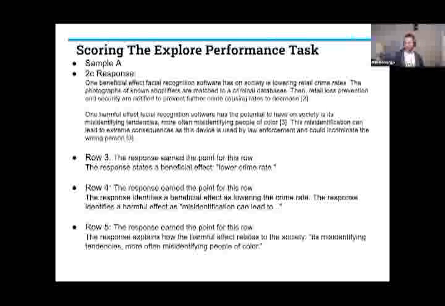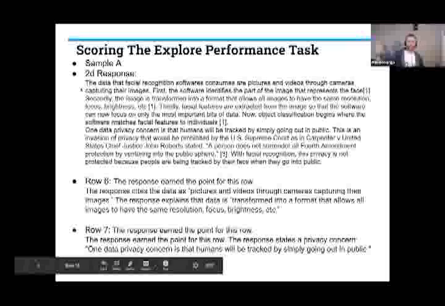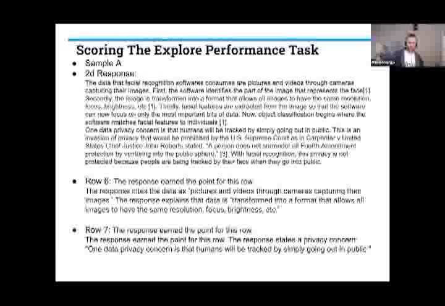Row 3 says they've identified at least one effect of the identified or described computing innovation. Have they stated an effect? Of course. They stated a beneficial effect is lower crime rate, and that is an effect. Remember, in row 3, if you go back here, they just needed to say an effect. They didn't necessarily need to identify it as beneficial. So now, going on to row 4.